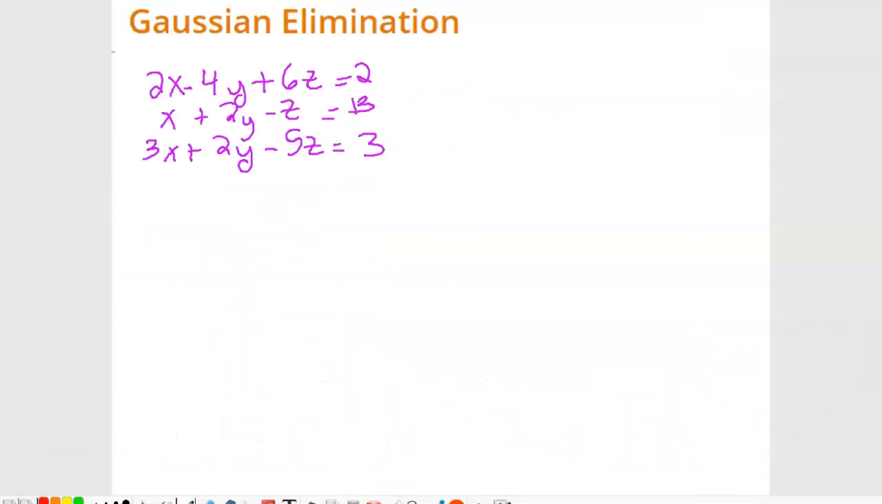All right, so let's look at Gaussian elimination, or some people pronounce it Gaussian, but Gaussian elimination.